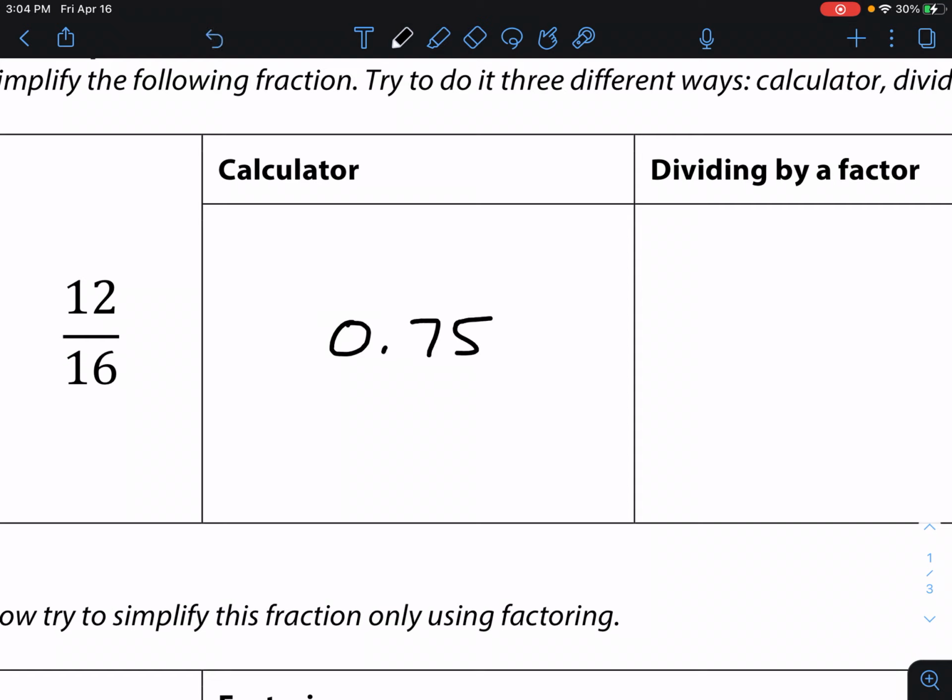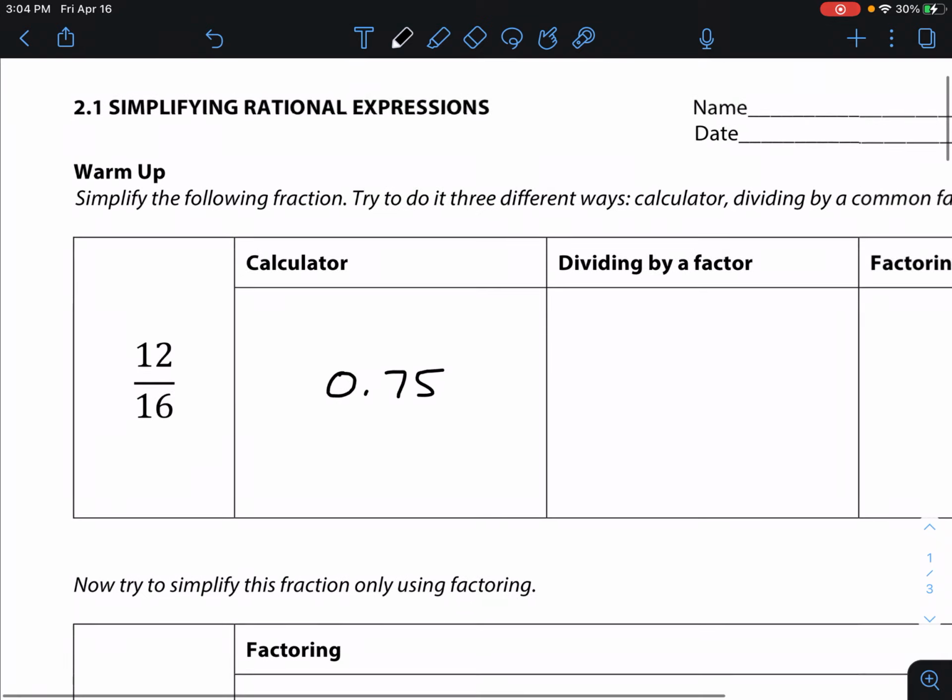And in this case, it's okay to do it because it's a decimal that terminates, it stops, it doesn't continue on forever. If it were to continue on forever, we generally don't like to use a calculator because it's going to give us a number that we have to round in some way. And rounding introduces error, and we don't always like error. So that's one way that we can simplify a fraction, or a rational expression in this case, because it is a fraction, it is an expression.